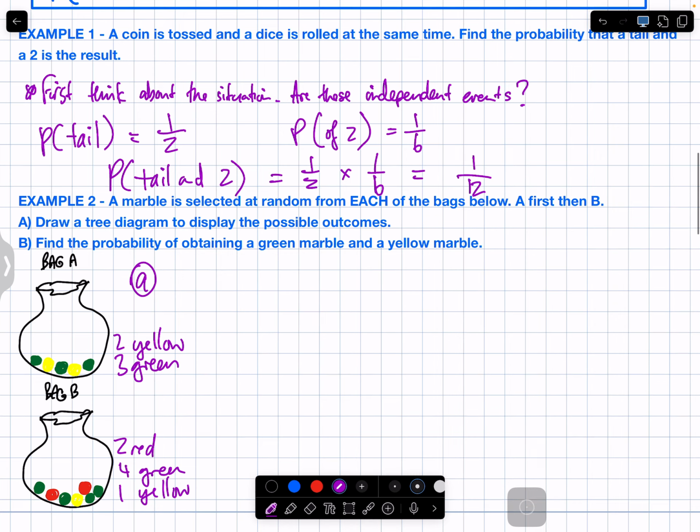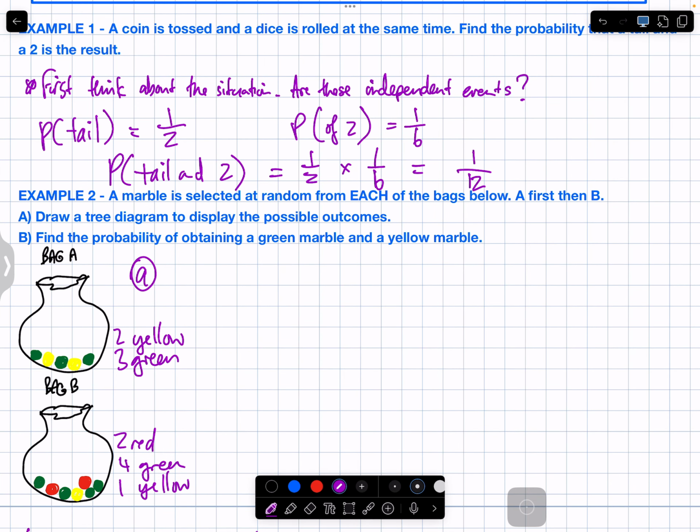Here is a more involved example. Example 2, a marble is selected at random from each of the bags below. A first, then B. Let's practice drawing a sample space for this. Draw a tree diagram to display the possible outcomes. So bag A would be the first level of the tree. Bag B would be the second level. How many branches would I need for bag A? Bag A contains what colours? So how many branches? 2.